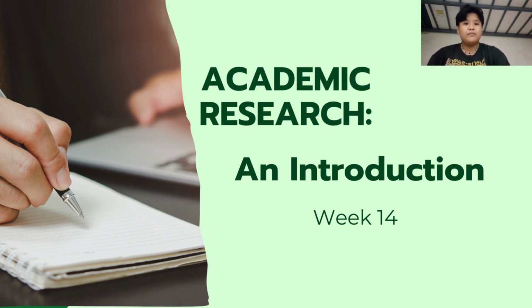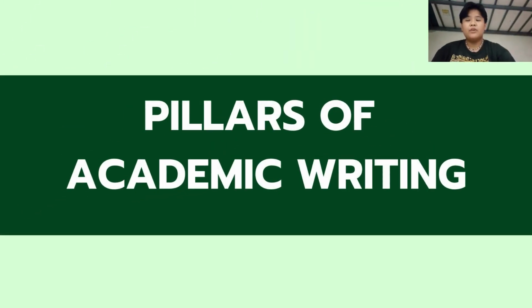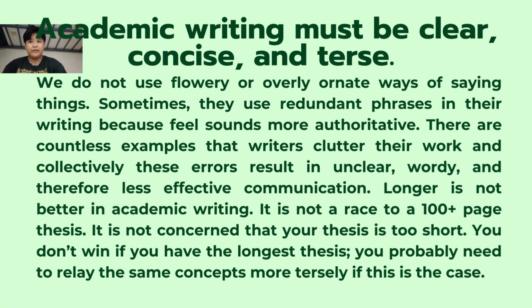Let's start with the pillars of academic research. First, academic writing must be clear, concise, and terse. We do not use flowery or overly ornate ways of saying things. Sometimes they use redundant phrases in their writing because it sounds more authoritative. When we say clear or concise, the topic should be on point.